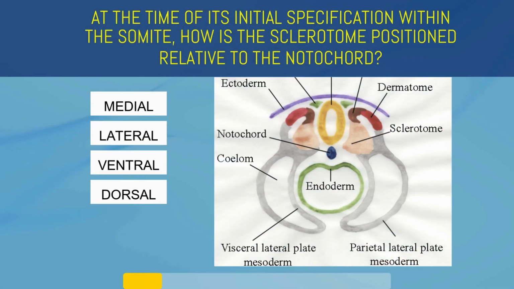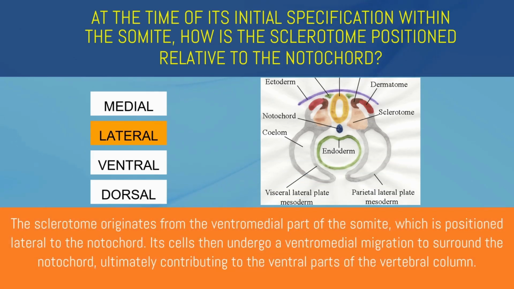At the time of its initial specification within the somite, how is the sclerotome positioned relative to the notochord? Medial, lateral, ventral, or dorsal? Lateral. The sclerotome originates from the ventromedial part of the somite, which is positioned lateral to the notochord. Its cells then undergo a ventromedial migration to surround the notochord, ultimately contributing to the ventral parts of the vertebral column.